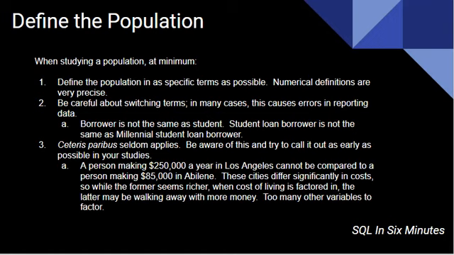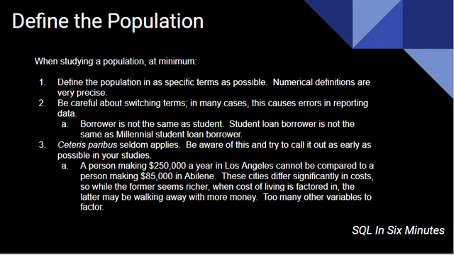Number 2, be careful about switching terms. In many cases, this causes errors in reporting data. It's true you may switch terms and they're the same terms, right? You may call them, let's say, Generation Y, same thing as millennial. But switching from, in this case, borrower is not the same as student, right? A person who borrows, let's say a student loan borrower in this case, is not the same as saying a student, because a student may not be borrowing money, right?